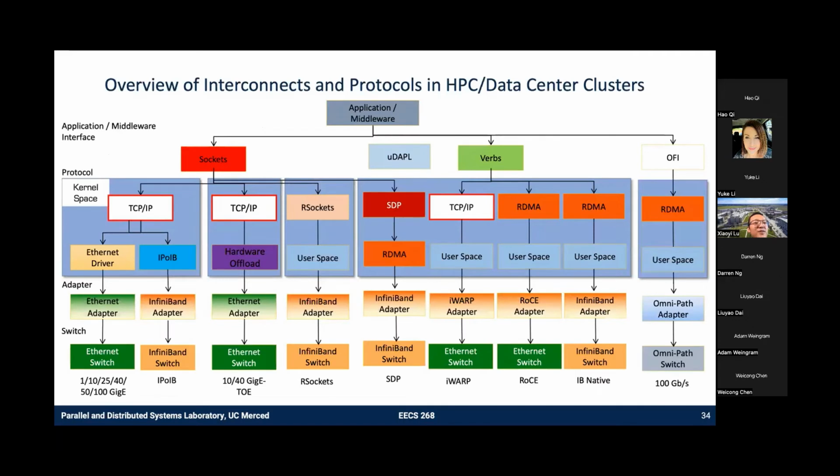So here I want to give you a high-level overview of all these interconnects and protocols in HPC and data center clusters. You can see that the left side is TCP-based solutions like sockets, and many of you have already heard of these things in your undergraduate studies, I believe. But in the research domain, especially in my team, we have been working on the red box over here with many solutions we proposed. I will try to show that later.